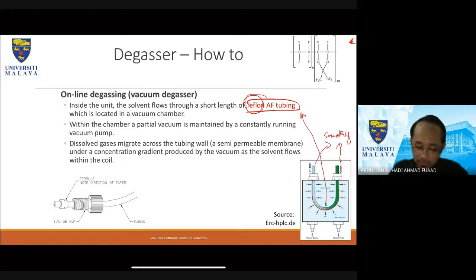Within the chamber, a partial vacuum is maintained by a constantly running vacuum pump. Again, basic principle. Dissolved gas migrates across the tubing wall as a semi-membrane under a concentration gradient reduced by the vacuum as the solvent flows within the coil. Okay, so it's a basic principle. If you have a constant pressure inside here as the solvent flows, then your dissolved gas will go out, and towards the end of the day, you will have a solvent that is free from any dissolved gas. Okay, that's the correct word.